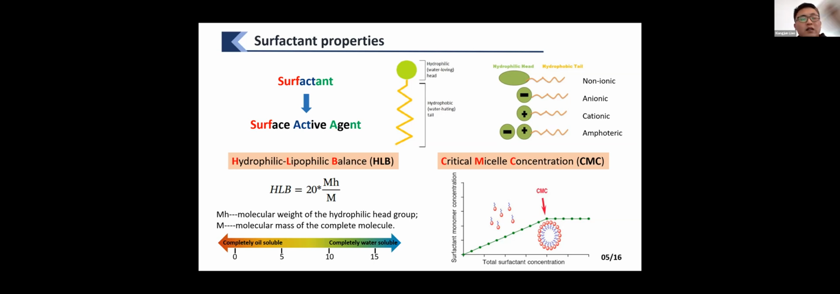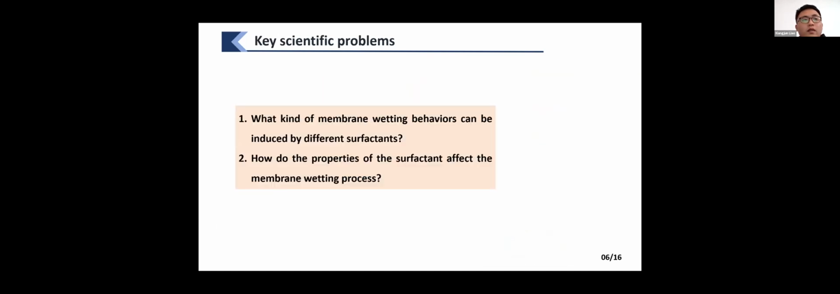indicates the hydrophilicity and hydrophobicity of the surfactant. The higher the HLB value, the stronger the hydrophobicity of the surfactant. CMC refers to the lowest concentration of surfactant molecules to form micelles.